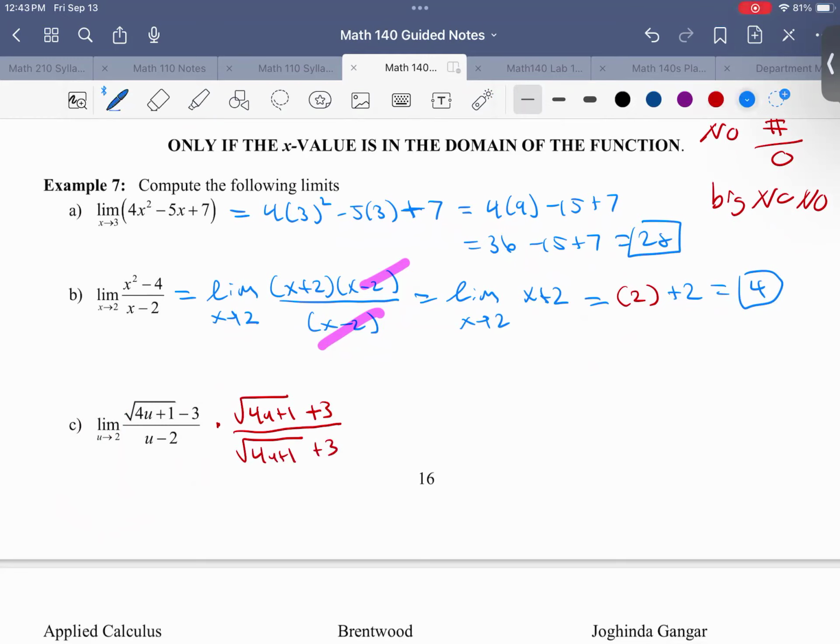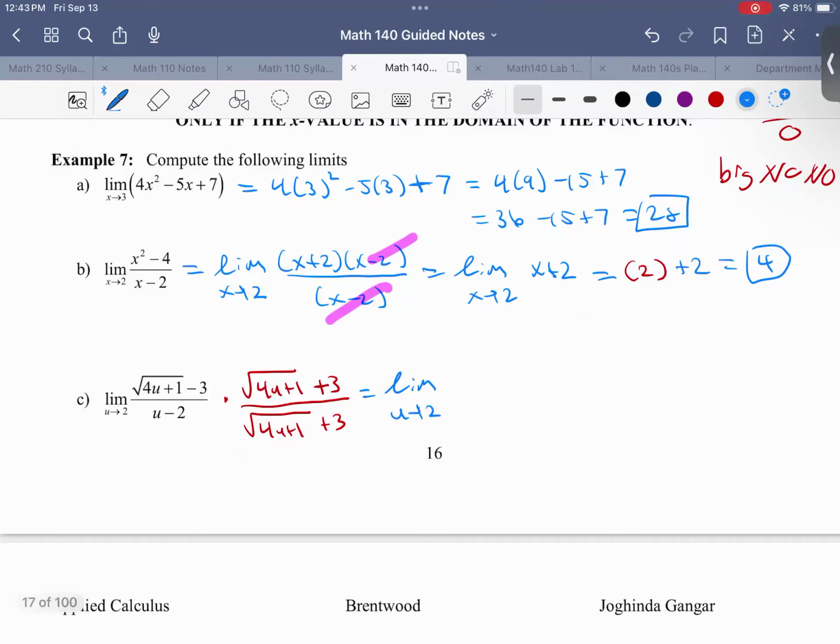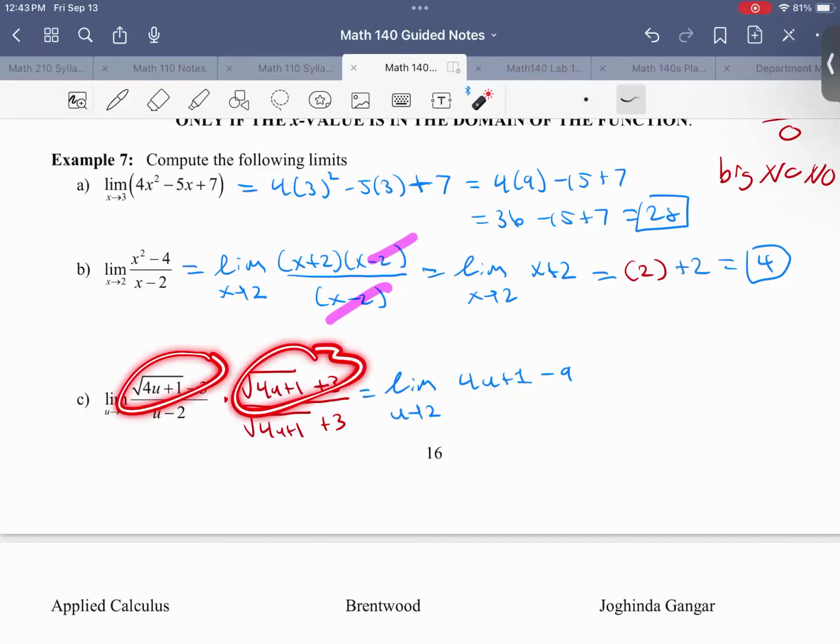Okay, so what this becomes is the limit, right? Got to rewrite the limit. U approaches 2, and then the top, when you rationalize the numerator, the square roots go away, and you're left with just these two things being multiplied. So this comes out to 4u plus 1 minus 9. Okay, so that's how the process always works when you rationalize that. The square root just goes away and you're left with the multiplication of these.